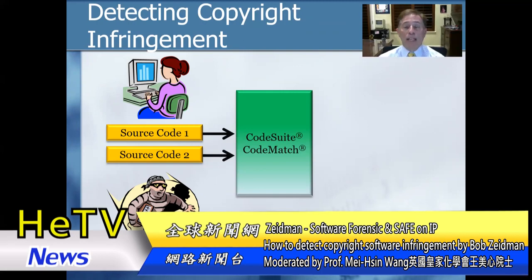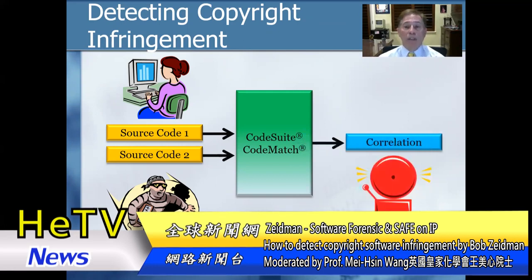CodeMatch would generate a series of correlations between files in both programs, and if those correlations were high enough, in fact, if they're non-zero, they could be indications of copying. Not necessarily, so further action is needed, but they would be a sign that further action is needed.